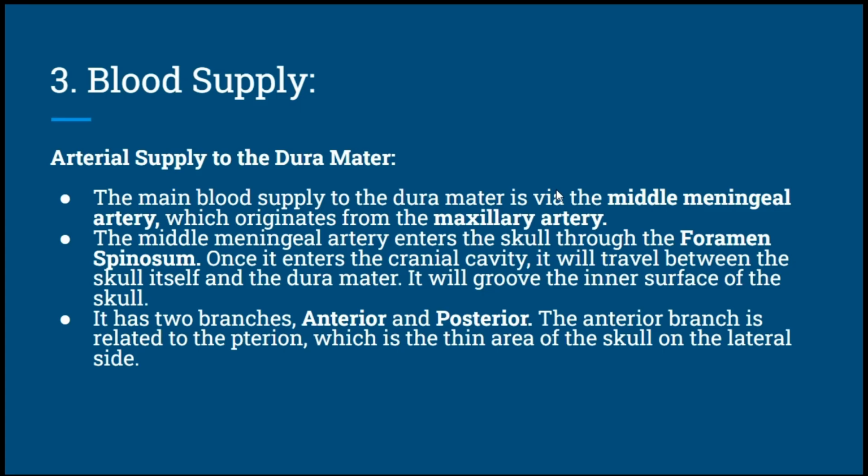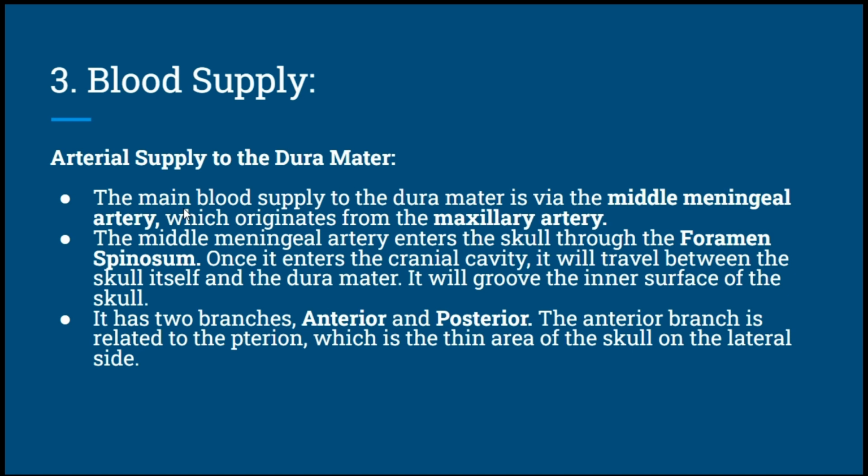So next, we are going to learn about the blood supply, the arterial supply to the dura mater. It's very easy. The main blood supply to the dura mater is through the middle meningeal artery, which originates from the maxillary artery. The middle meningeal artery then enters the skull through the foramen spinosum, and once it enters the cranial cavity, it will travel between the skull itself and the dura mater, and it will groove around the inner surface of the skull. And it has two branches, anterior and posterior.